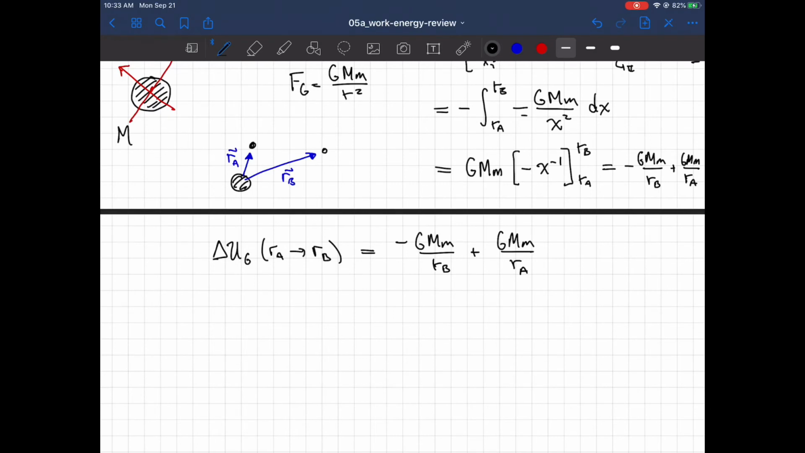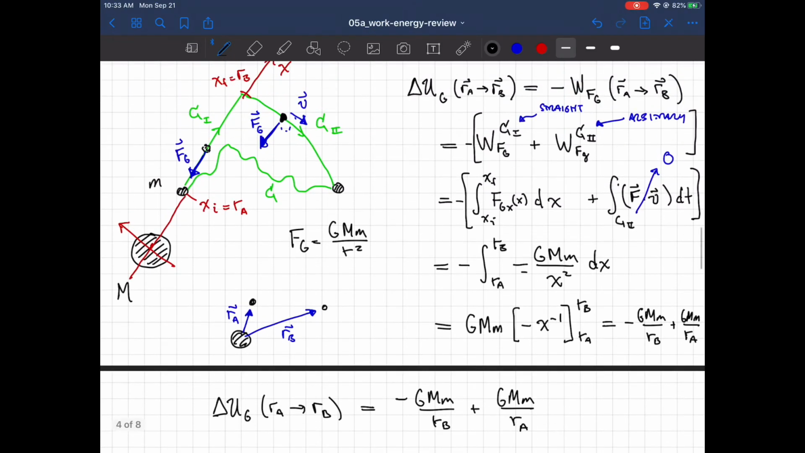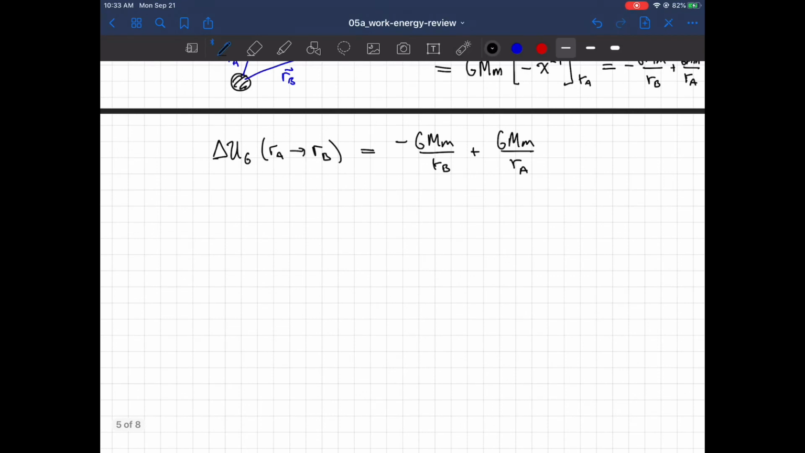The standard assumption that's made about the zero value for the potential energy is that the potential energy between two masses goes to zero when their separation goes to infinity. So we're going to choose that UG of infinity is equal to 0. We're going to look for a UG of R, but when R goes to infinity, it's going to be equal to 0.